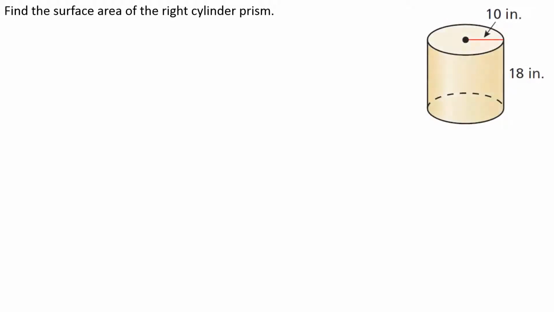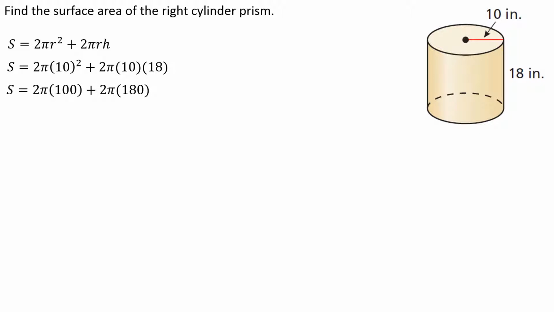I'm going to show you a slightly different method because some of us like to just memorize a formula. If you'd rather just memorize a formula, you say, hey, I'm going to remember that's 2 pi r squared plus 2 pi rh. Radius, of course, is 10, so anytime I see r, I've got to substitute 10. Height is 18, so anytime I see h, I've got to substitute 18.